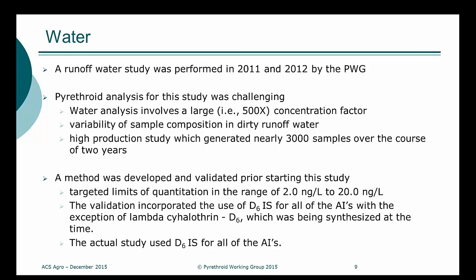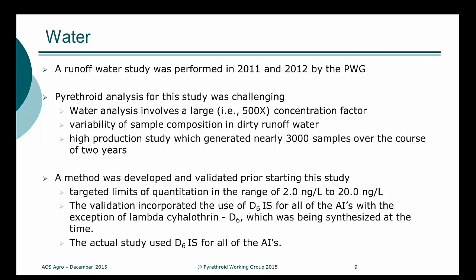So into the matrices at hand, we did a runoff study in 2011, 2012. This analysis was challenging as we had large water samples that we extracted into hexane. We had about a 500 times concentration factor. There was variability in the runoff water, as these were waters that ran off simulated house fronts into a gutter and were collected in an underground sampling system. So the sample wasn't pure water. And it was an extremely high production study which generated near 3,000 samples over the course of the study.